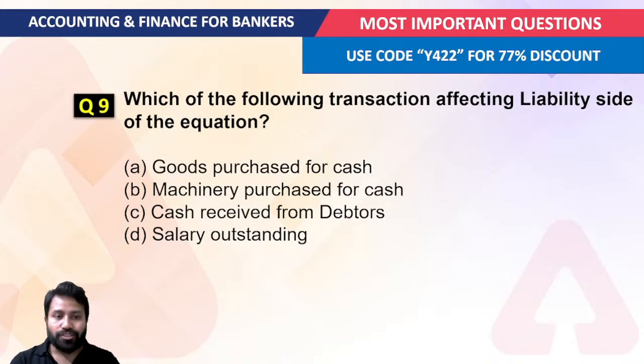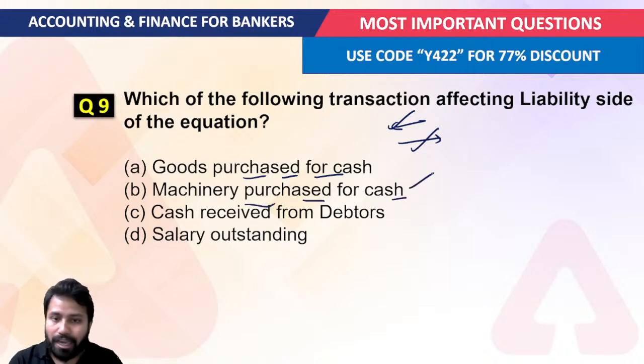Which of the following transactions affects the liability side of the equation? You know, when I say the liability side of the equation, which of the following transactions, if I'm saying here, is goods purchased for cash. You know, another thing, cash is going out but goods or stock are coming into the business. That means one thing is going out and one thing is coming in. So that is unchanged, the asset. Machinery purchase for cash, same thing you apply there. Cash received from the debtor, that means this would increase the asset for the company. Salary outstanding, this is considered as a liability for the company.